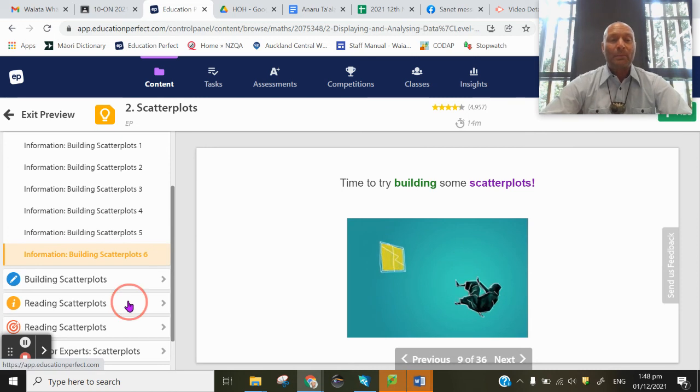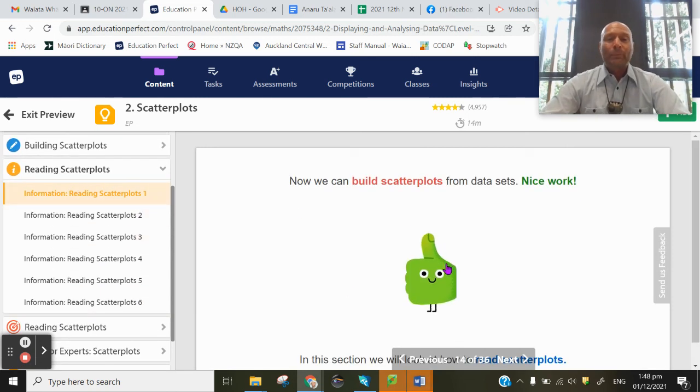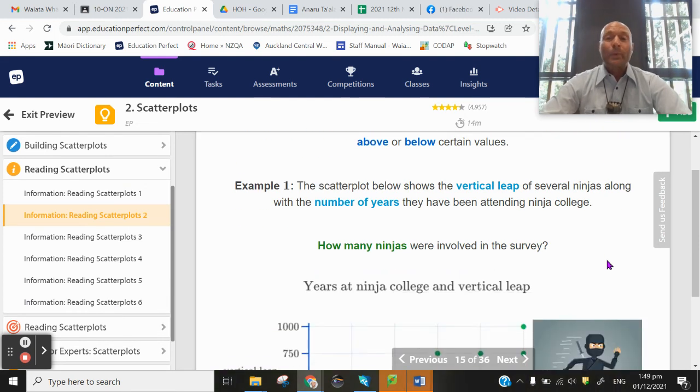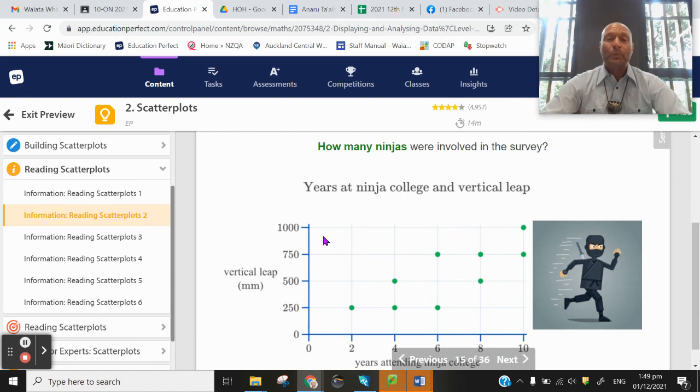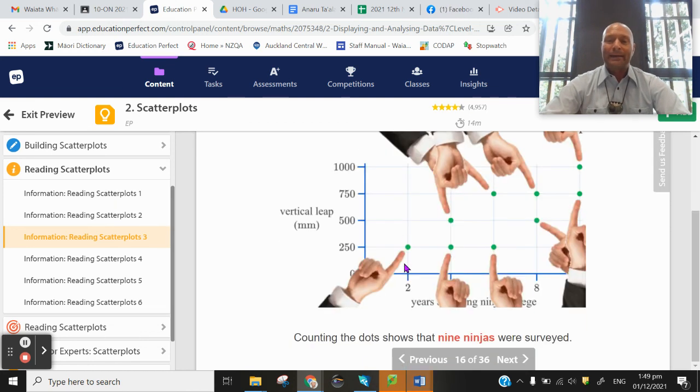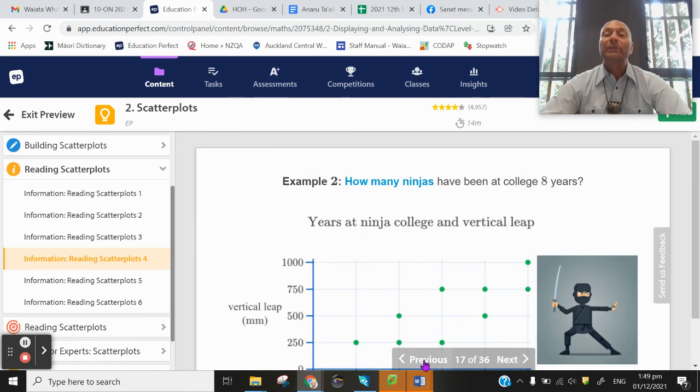Then we're going to try some on our own, and then we're going to read some scatterplots. We can read individual values from scatterplots as well as data points above or below certain values. So how many ninjas were involved? Well, each dot is one ninja. There we would have 9 ninjas surveyed.